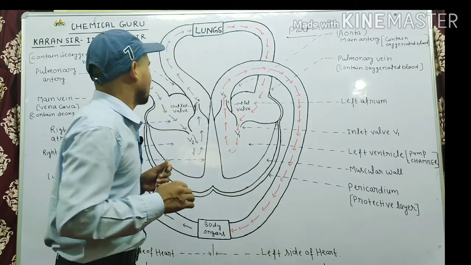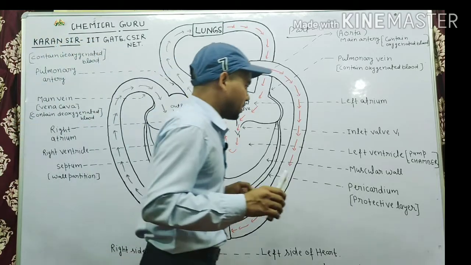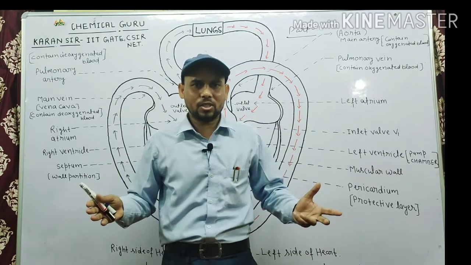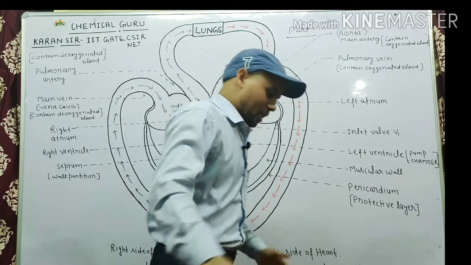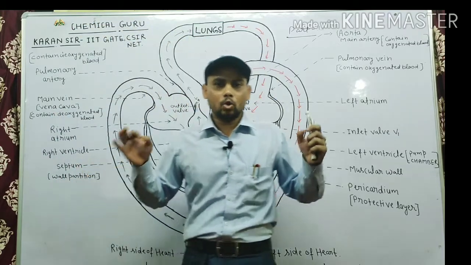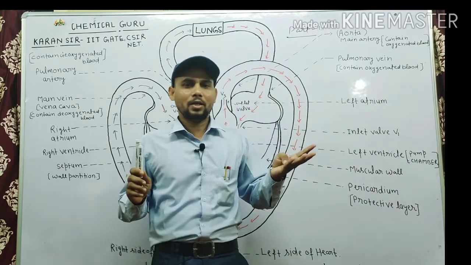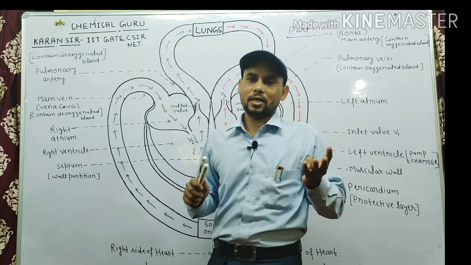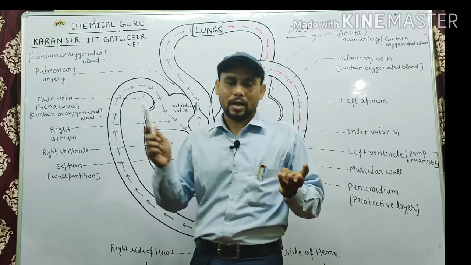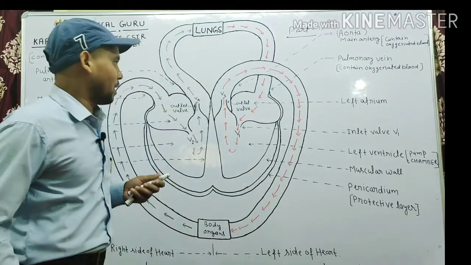Now we will discuss the human circulatory system, how this circulatory system works, and what is the mechanism of this system. So let's start. The main important parts of this human circulatory system are: first one is the heart, the main heart. Second, arteries, that is left arteries and right arteries, and veins, left veins, right veins. So these are the main parts. Now one by one we will start to explain.